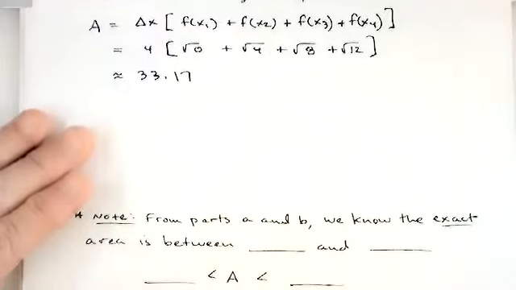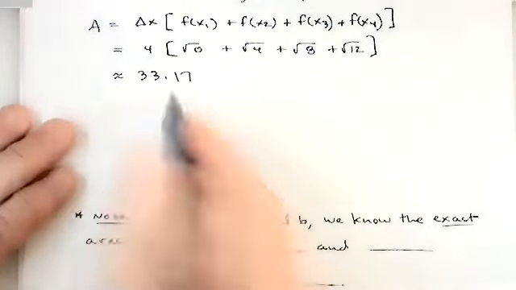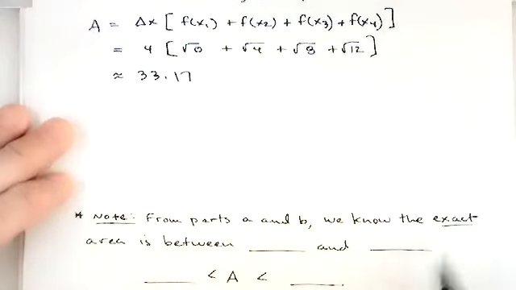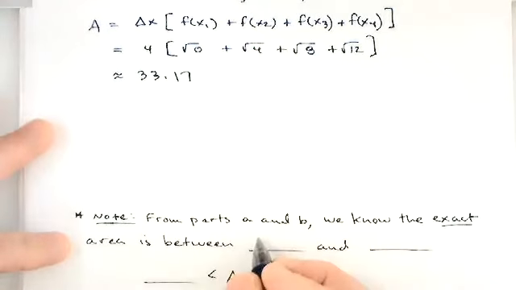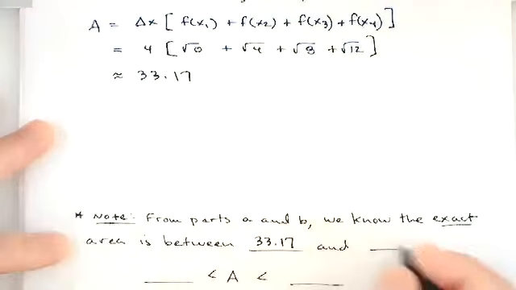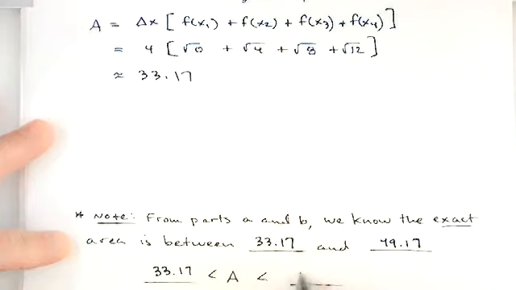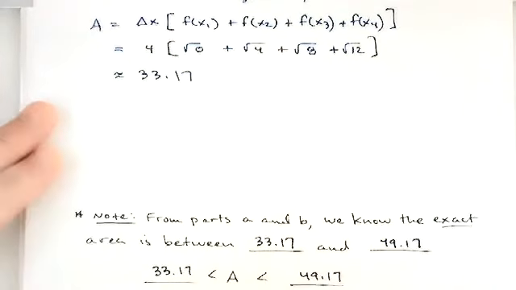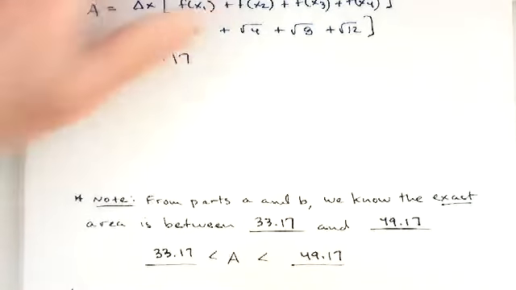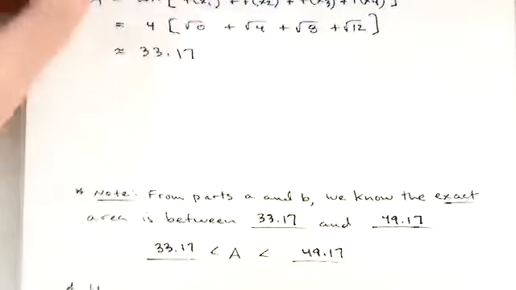Okay, so here's what we know right now. This was an underestimate of the exact area. The other one was an overestimate. So we know the exact area lies somewhere between 33.17, right? That was our underestimate. And what did I get for the last one? 49.17, right? So the exact area is between 33.17 and 49.17. But, you know, that's quite a big range, huh?